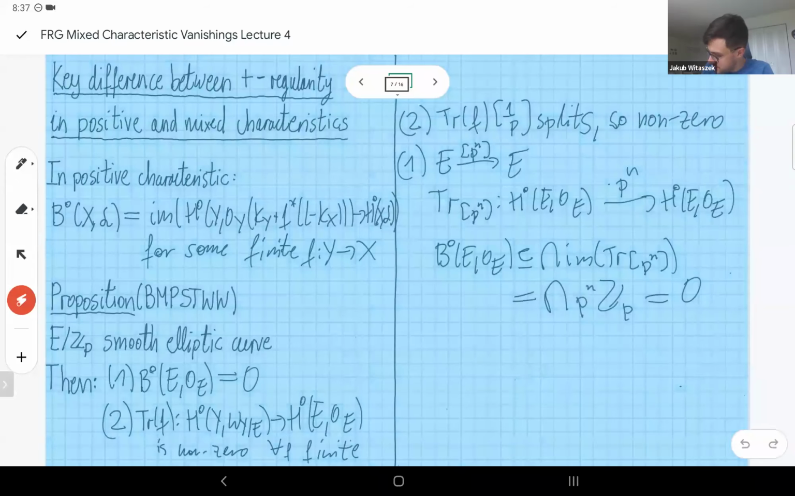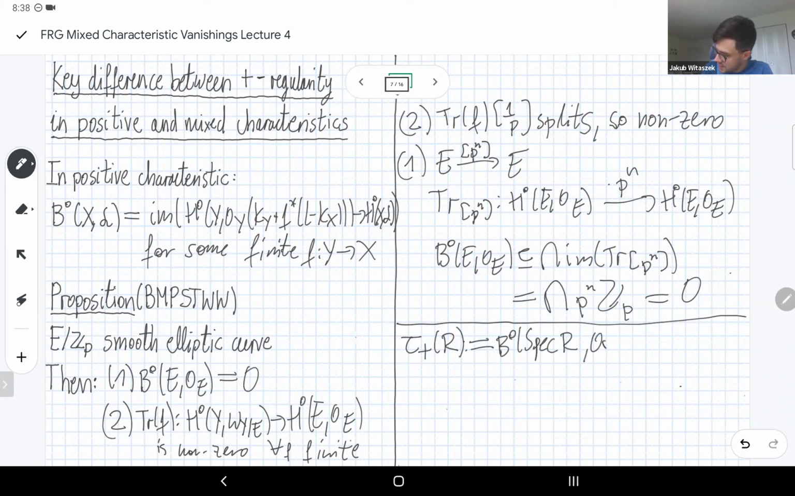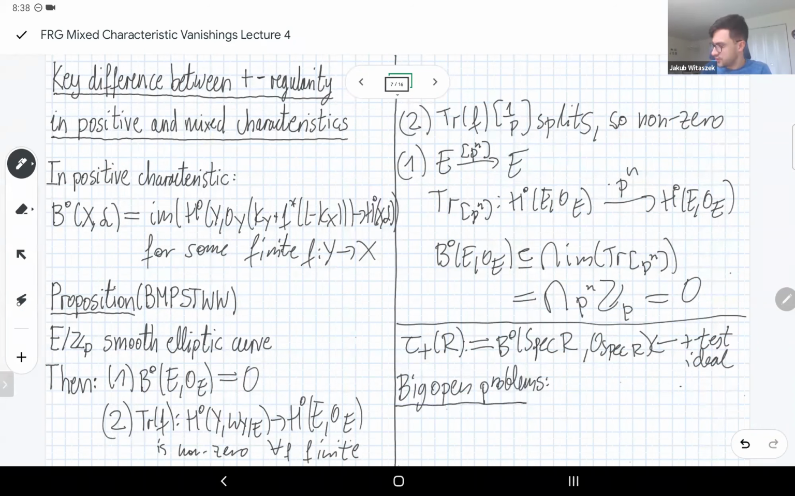Or, to put it in other words, let me define the mixed characteristic test ideal, a mixed characteristic analog of the multiplier ideal sheaf, as B0 of Spec R, O_{Spec R}. And there are two big open problems, which are probably the most important at this point in the theory. So the first one: is it true that tau plus of R can be calculated on a single alteration?